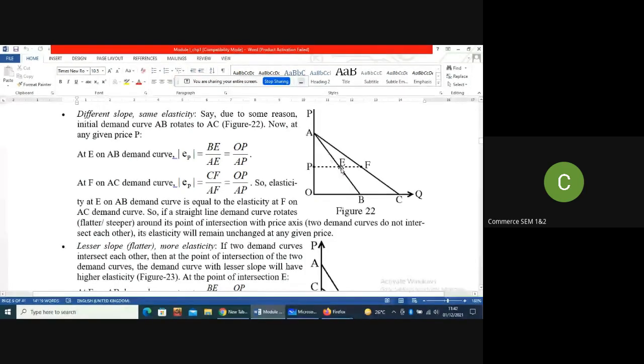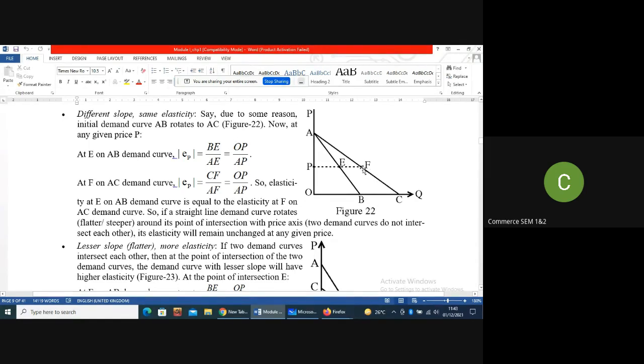Just as before, at point E, corresponding to this price P, elasticity at point E will be BE divided by AE, which will be equal to OP divided by AP, which is here.